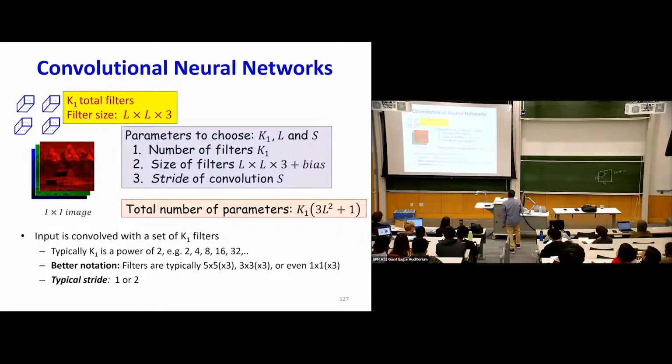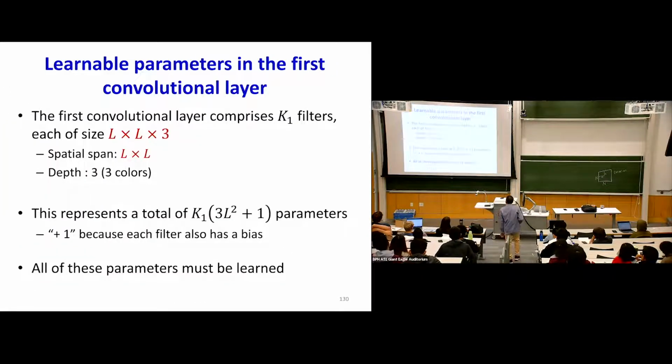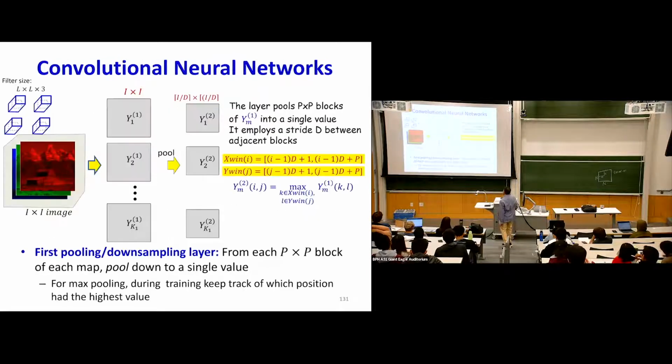And now, of course, each of the filters is going to have 3L squared parameters over here because it's now 3 channels. And what is this 1 for? The bias, right? And K1 of these filters. Those are going to give you a bunch of output affine maps first. This is just the equation that we had earlier for computing the affine maps. And those affine values are put through the activation to give you the final output maps for the first layer. All of these parameters must be learned.